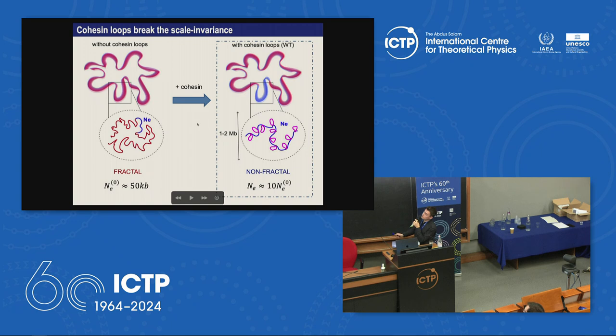So just to sum up, that's our picture of wild-type and cohesin-depleted chromosomes. Without cohesin, chromosomes are well described by the crumpled globule model proposed by Grosberg in 1993. But the wild-type system additionally requires loops, which can be randomly distributed, and we think they are produced via the loop extrusion mechanism.